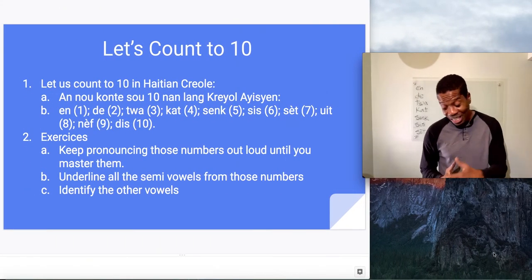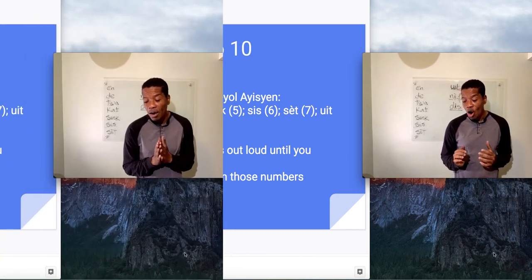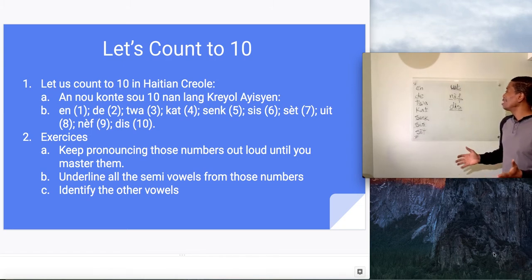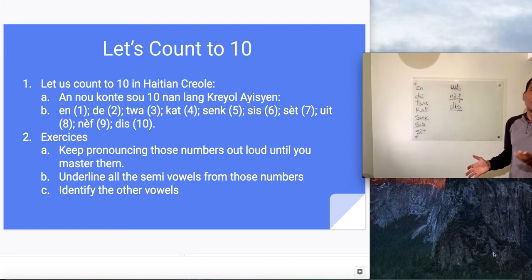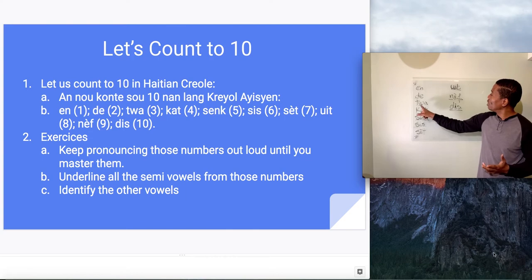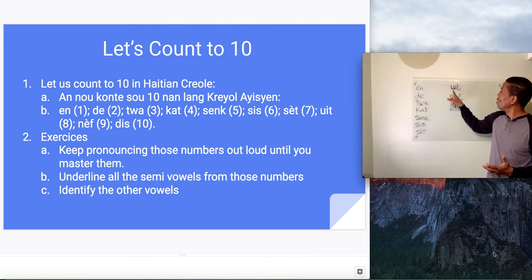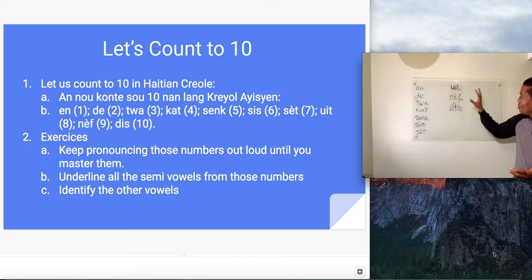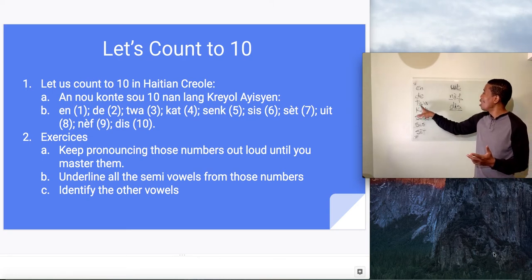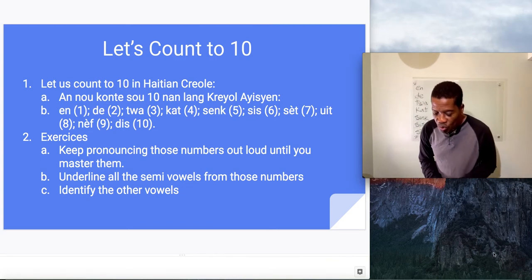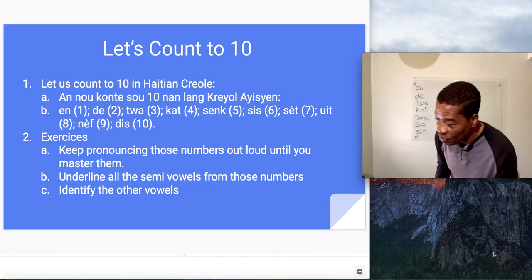After that, this is an exercise for you. You're gonna underline all the semi-vowels from those numbers. Oh, did I do it for you already? I think I already did it for you. Yeah, so we see them together. We don't have much anyway. We only have two of them. We have W, we don't have Y at all. Alright?